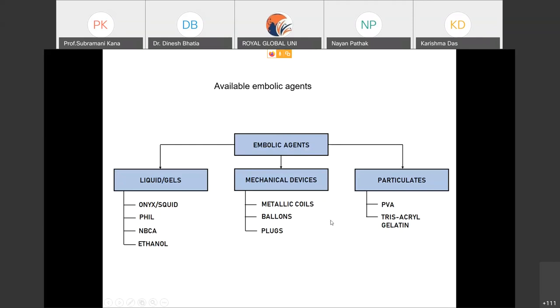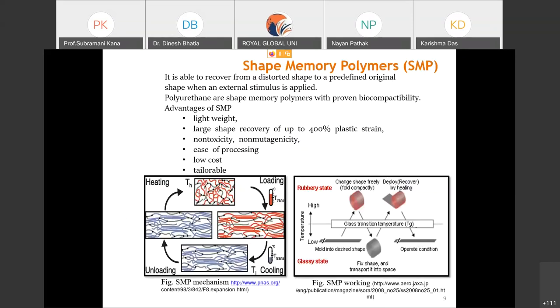In the case of mechanical devices, mechanical coils, balloons, plugs, and grafting all come under that. The major issue is that if you want to use a mechanical device, you must have the provision to access the blood vessel where the aneurysm is. Then the third one is particulate, PVA and so on, which is also used.